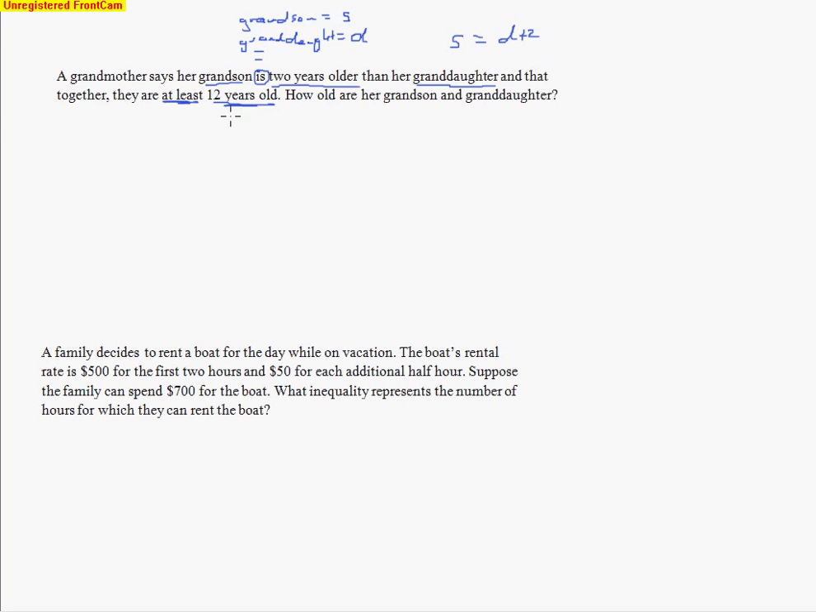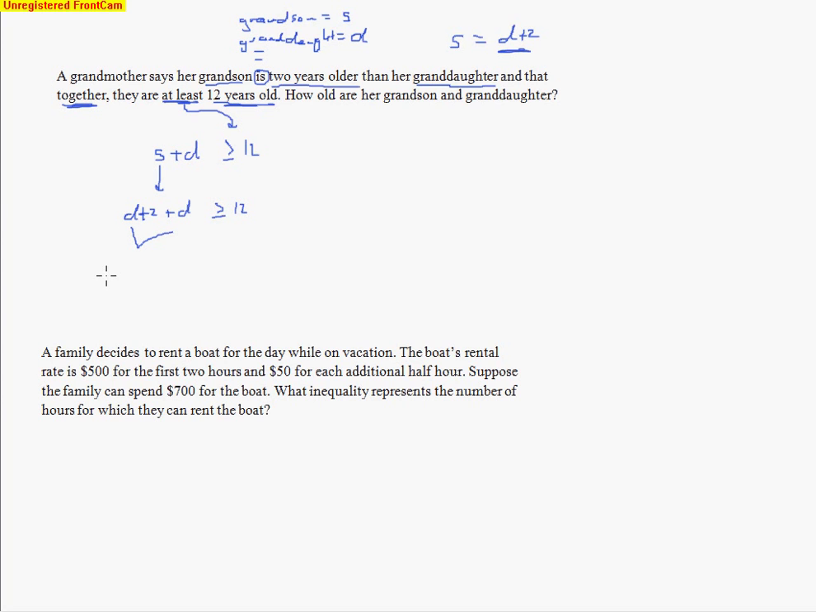So now it says that together, the grandson and the granddaughter are at least. At least means greater than or equal to 12 years of age. And so now I've got those two unknowns, but I'm going to substitute in place of S this expression that I have. I had to add 2 years to the granddaughter's age to make the grandson's age. Plus the granddaughter's age is greater than or equal to 12.